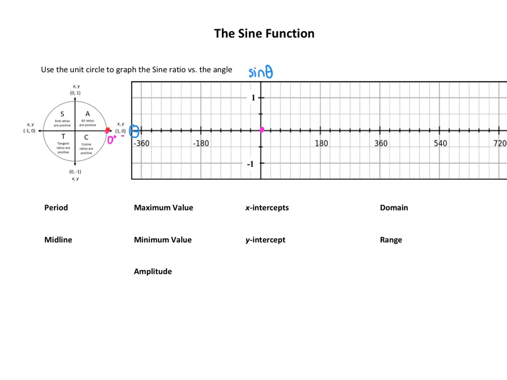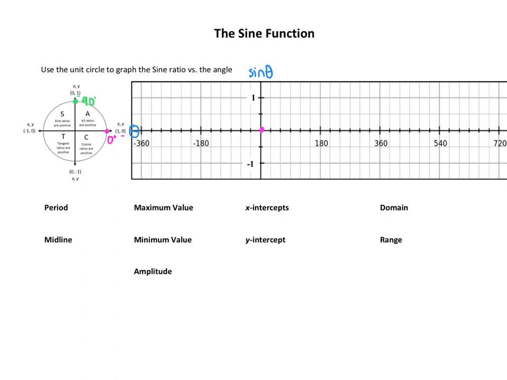So then as we go from 0 degrees and we increase the angle up to 90 degrees, we see that the y value is getting higher and higher until we reach that value of 1. So at 90 degrees, we have a y value of 1.